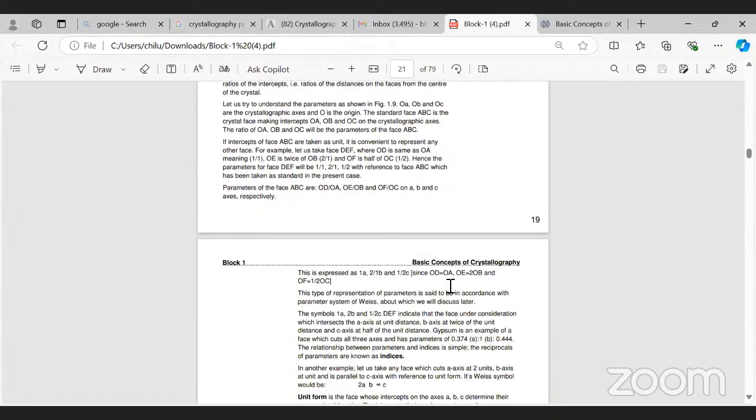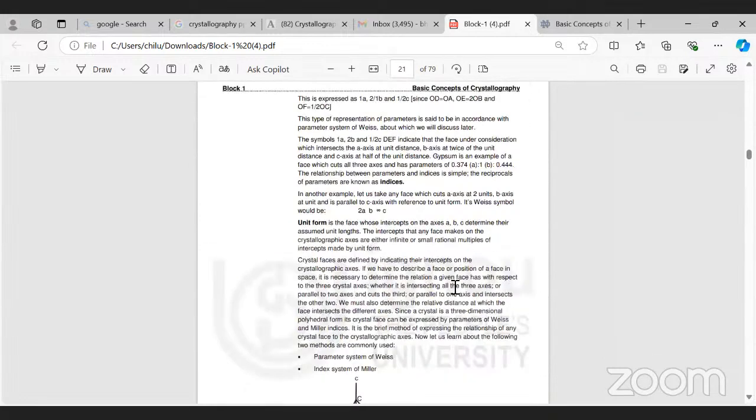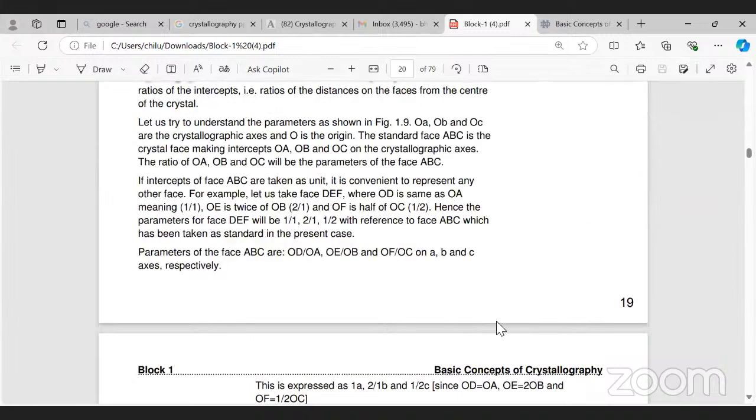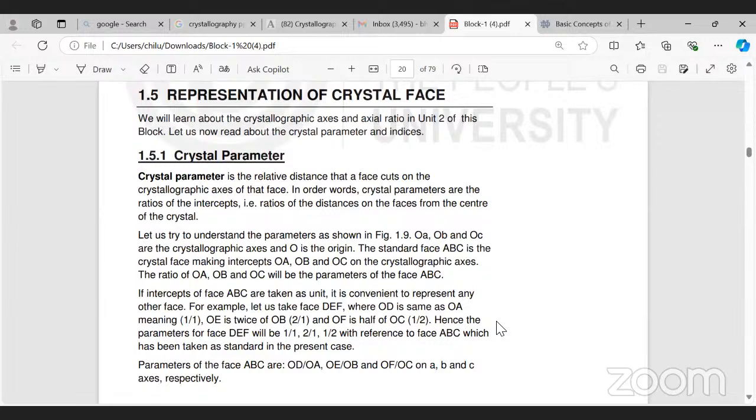Okay, now we will go into crystal indices. Here we see the crystal parameters. How can we define them? It is known as a crystal face cut along the crystallographic axis of the face. How? I'll show you that.